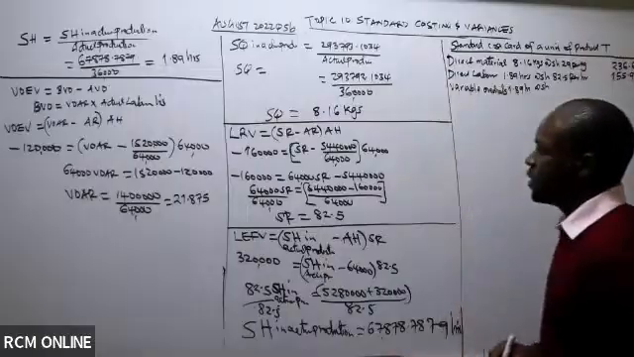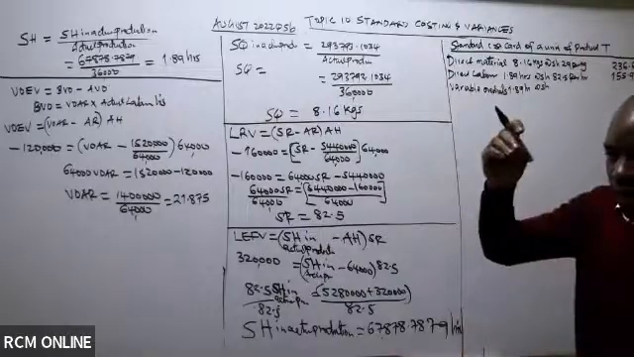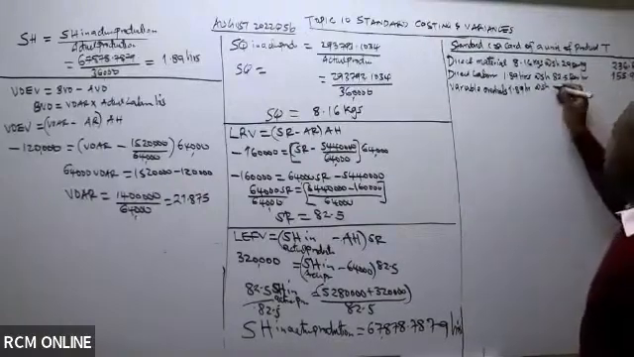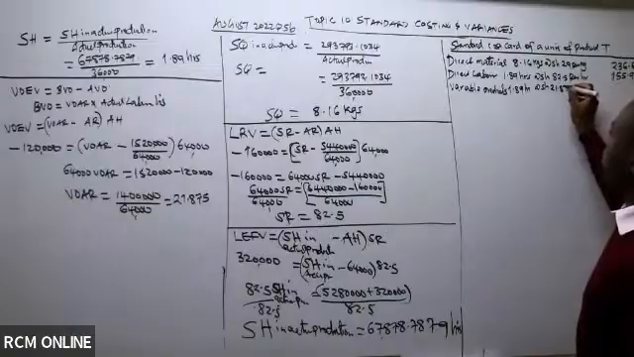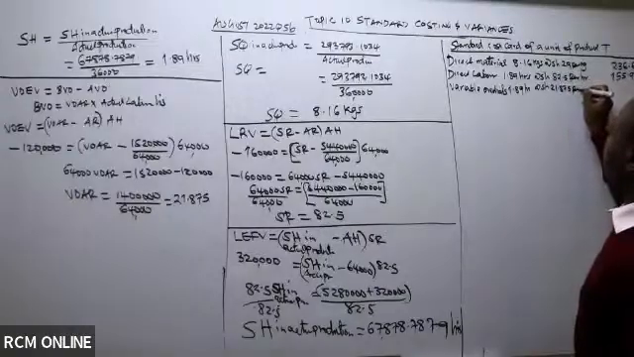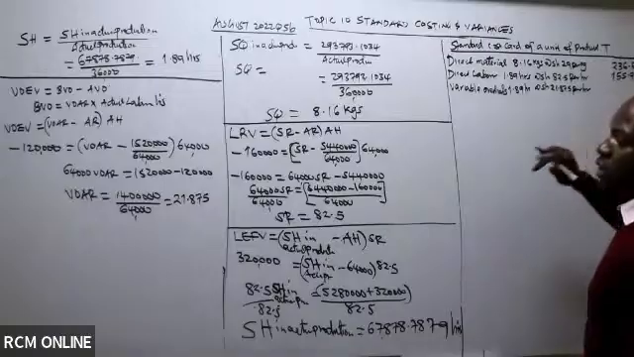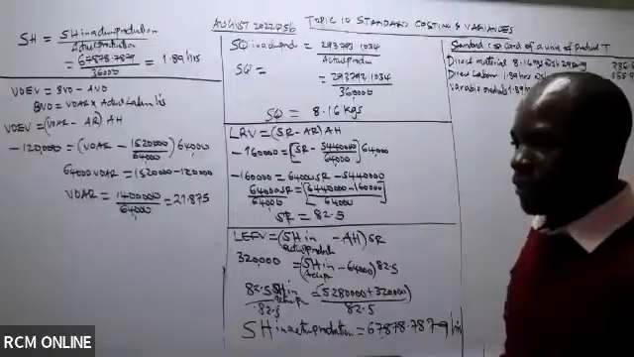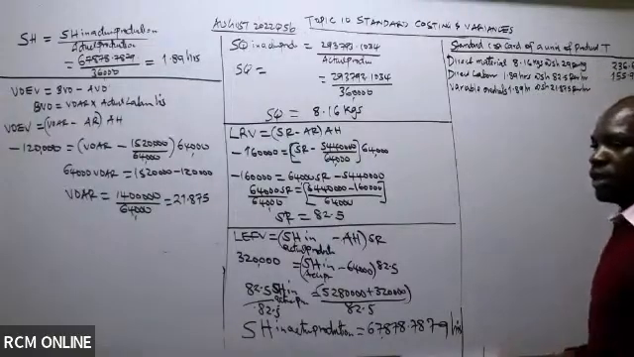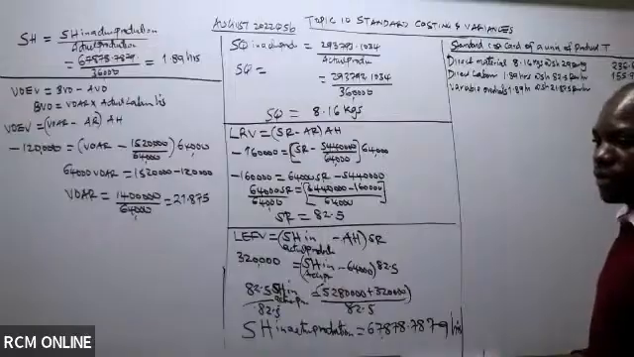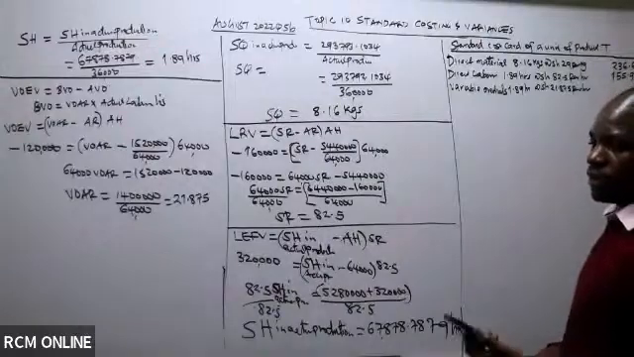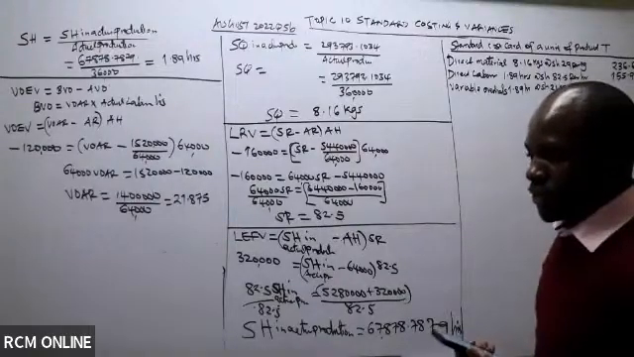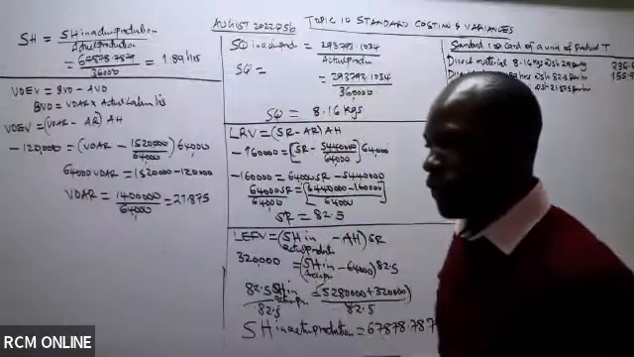Don't forget, refer to our standard postcard of the previous question. Variable overhead absorption rate, it was this one here per hour. So we are having 21.875 per hour. 21.875 times 1.89. What are you getting? 41.34.